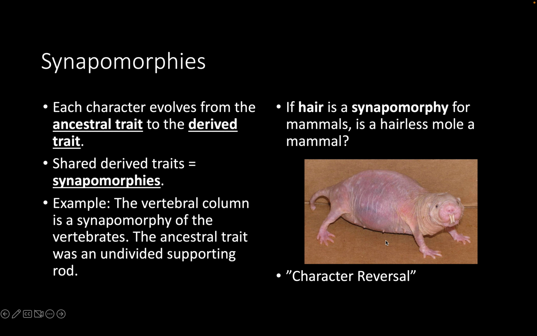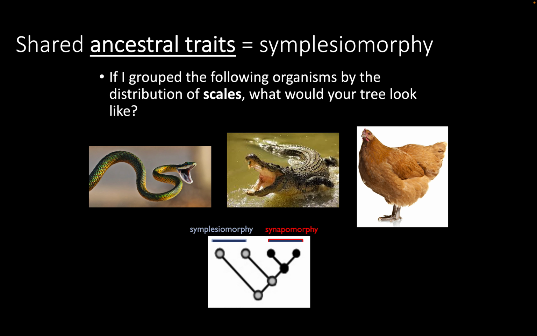And so we also have these things called character reversals, where the synapomorphy for all mammals, for instance, is a body covered in hair. But we have some mammals, like the hairless mole rat, that have lost the covering of hair, or like we have hairless rats now too. And so that would be a character reversal. You can think of whales losing their limbs, snakes losing their limbs. These are all character reversals.